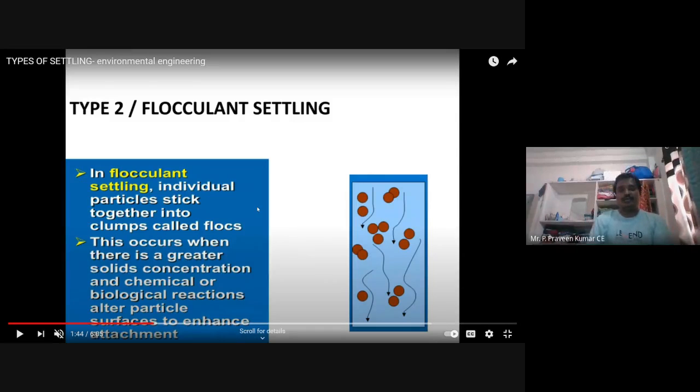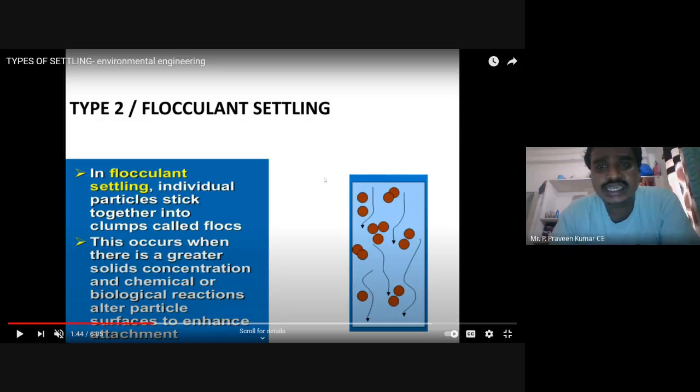Next, coming to the second type, flocculent settling. Flocculent is nothing but formation, that means particles are formed into a group. The shape of the particles will change, the mass of the particles will change, and the size of the particles will change. When the particles are concentrated with other particles, that will be named flocculent or a floc. A group of particles will be named a floc.